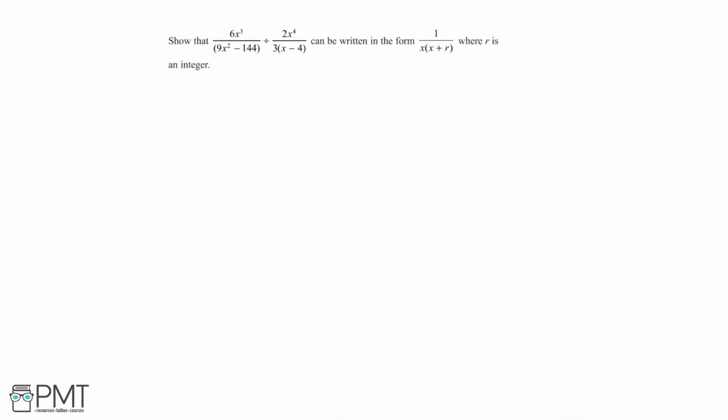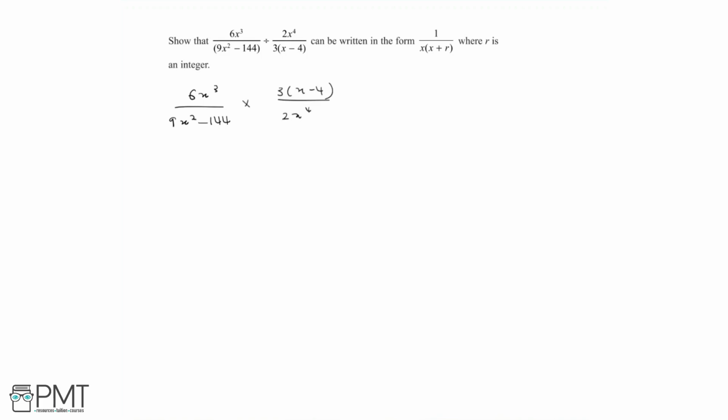We'll start by getting rid of the divide sign, and so to do that, we can change the divide sign into a multiplication sign and flip the fraction on the right hand side. So we'll end up with 6x cubed over 9x squared minus 144 multiplied by 3 brackets x minus 4 over 2x to the power of 4. Now before we multiply across, let's see if we can do any factorising.